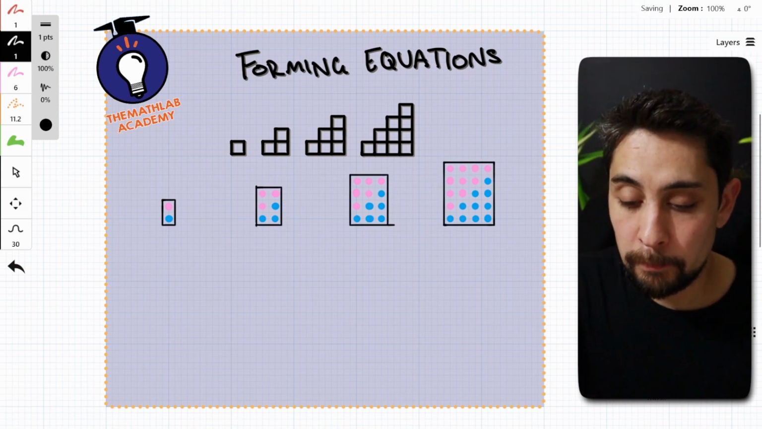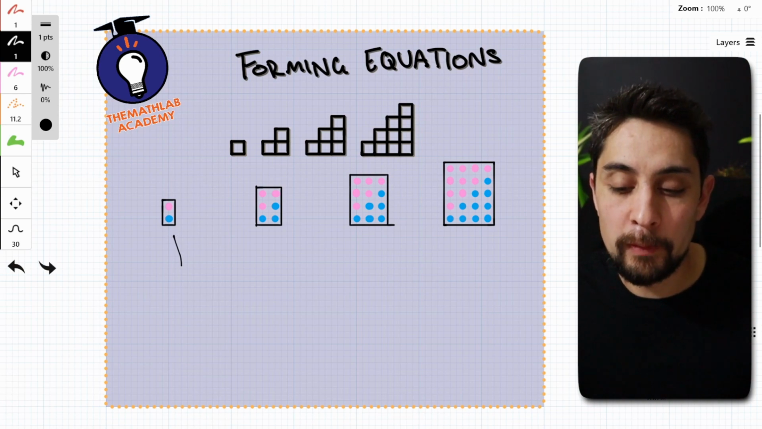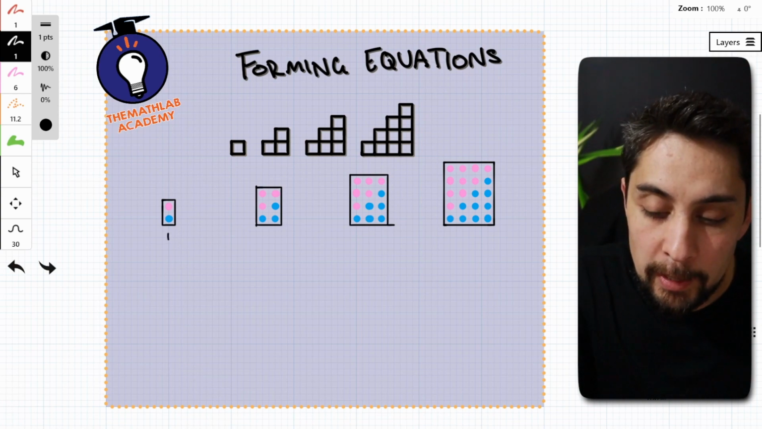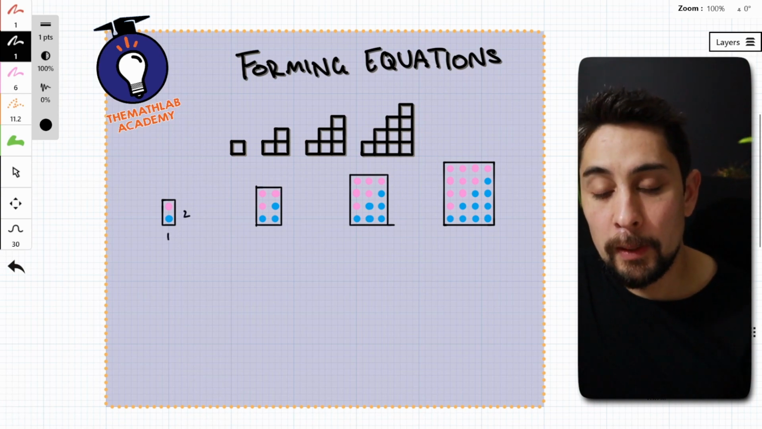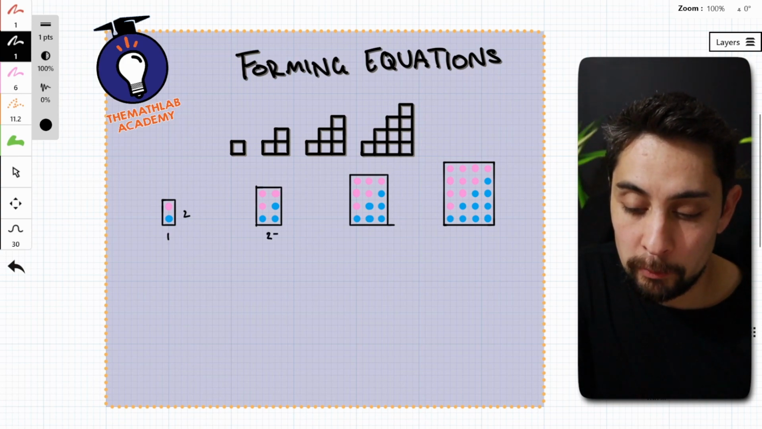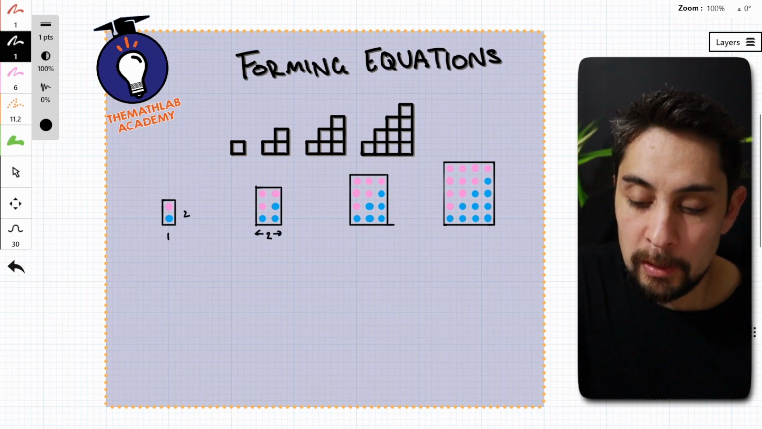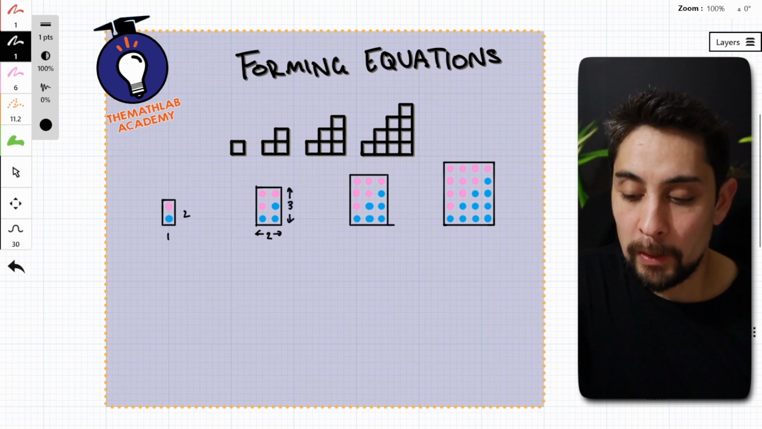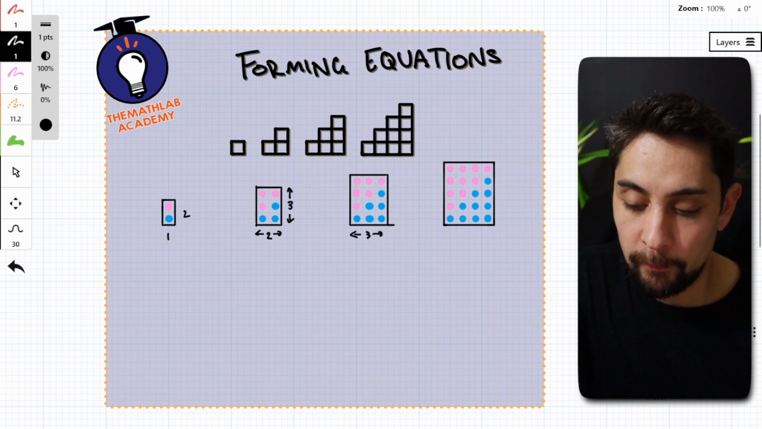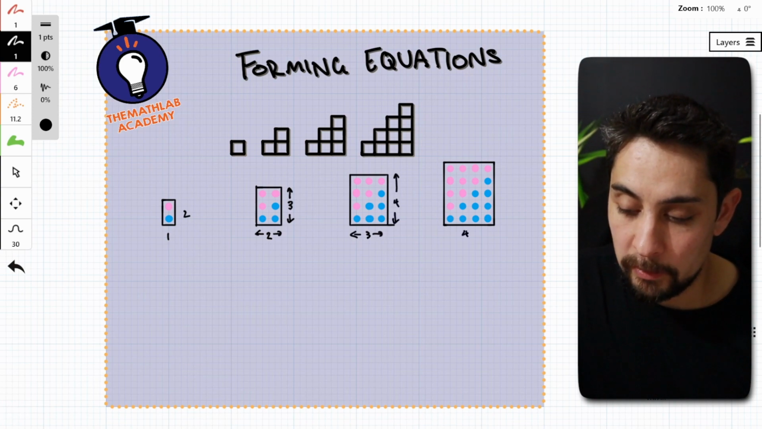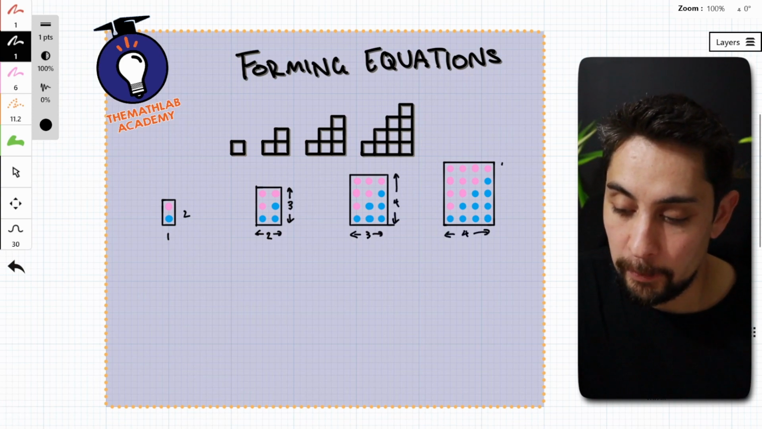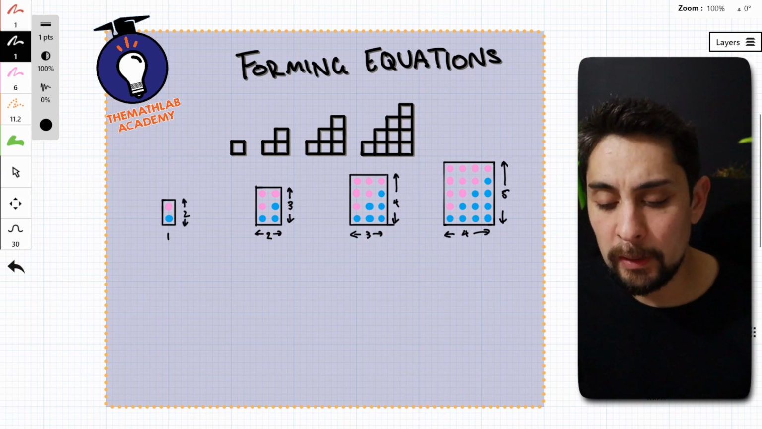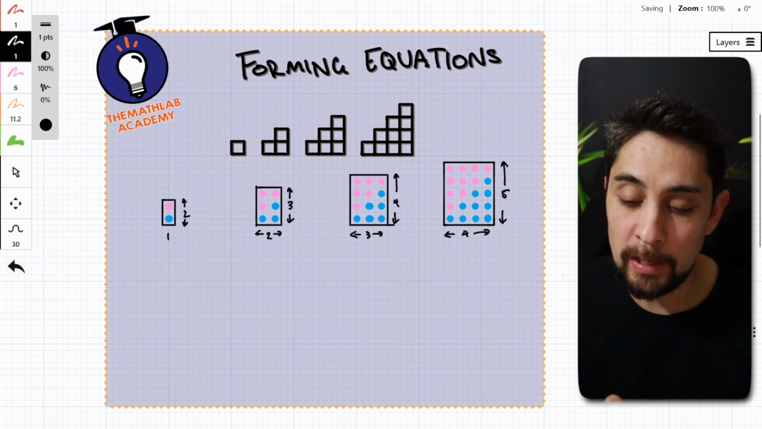So the first pattern in the sequence, we have 1 dot across and 2 high. In the second one, we have 2 across, and I'll just put little arrows here to say we're going across, and it's now 3 high. For the third one, we have 3 across and 4 high, and the last one is 4 across and 5 high. Now that we have all this, we need to define what our values are.